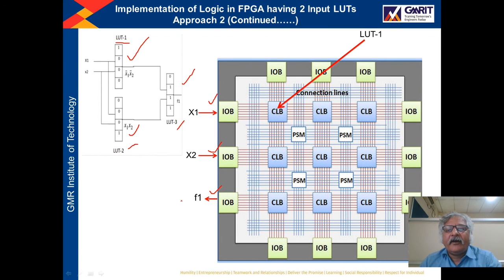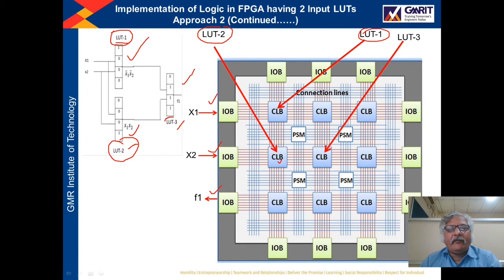Okay. Now let us assume LUT1. For this logic of this LUT, the placement and route tool has selected this particular CLB. Now for LUT number 2, which implements my X1.X2, this particular CLB is selected, right? And for LUT number 3, for this logic, this CLB is selected.